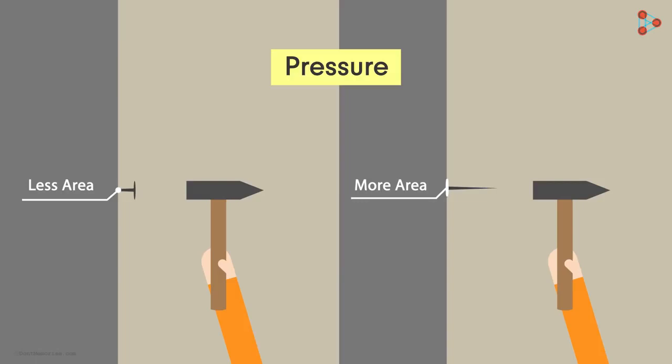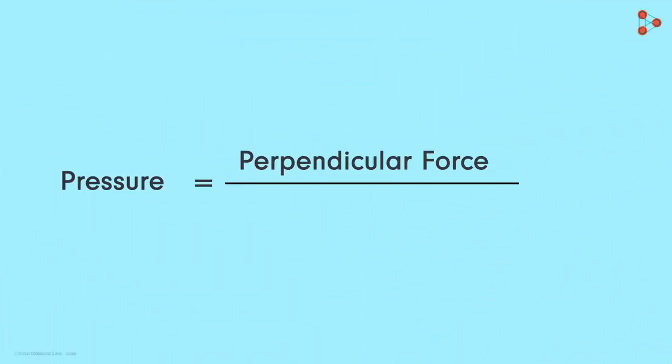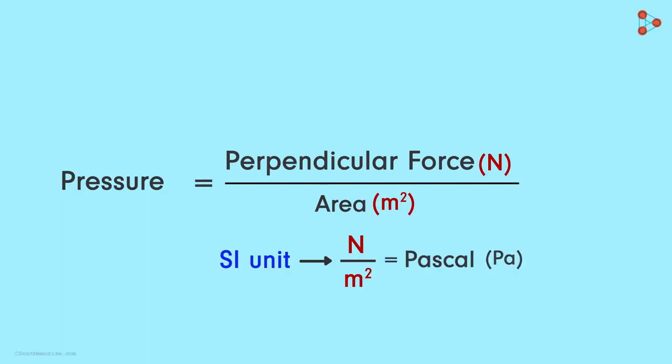We will understand this in detail, but first let us define pressure. We define pressure as the perpendicular force acting on the surface of an object per unit area on which it's acting. It's easy. Force acting per unit area. We already know that the SI unit of force is Newton, denoted by N, and that of the area is meter squared. So the SI unit of pressure is Newton per meter squared. It is also called Pascal, which is denoted by Pa.